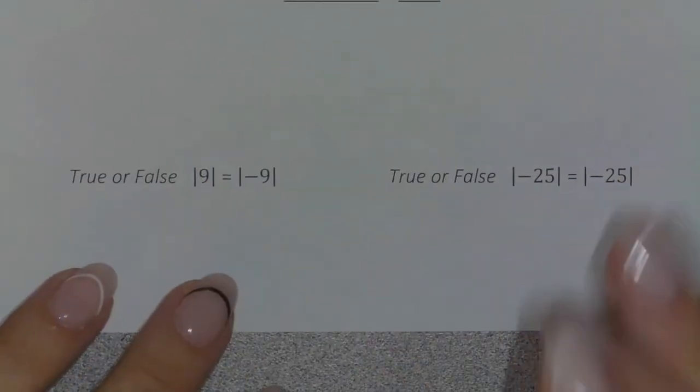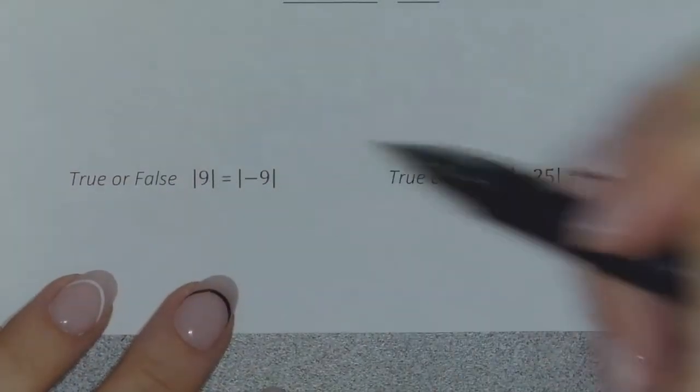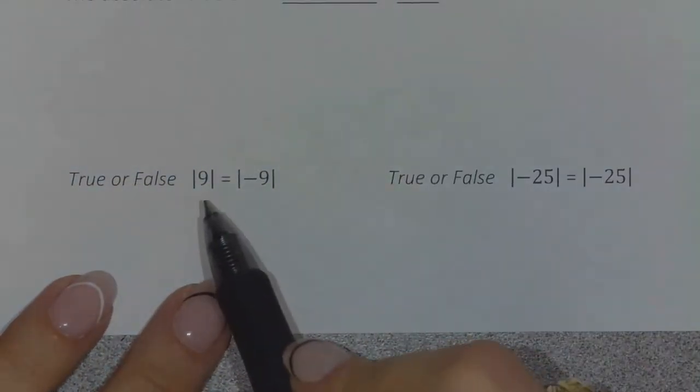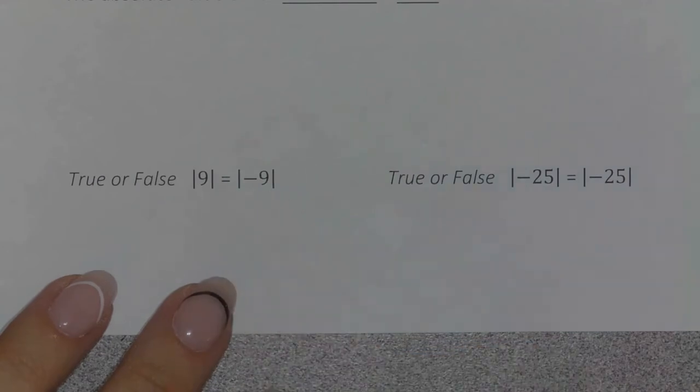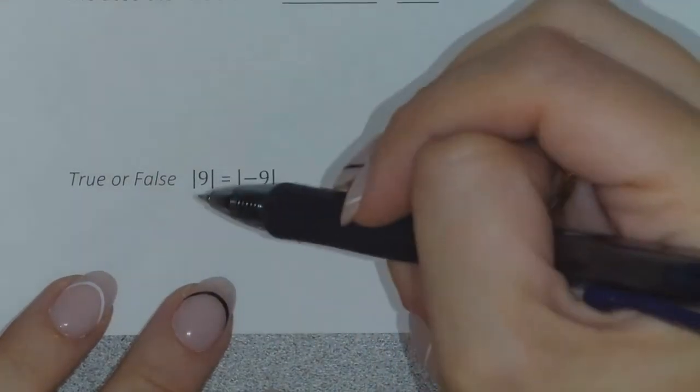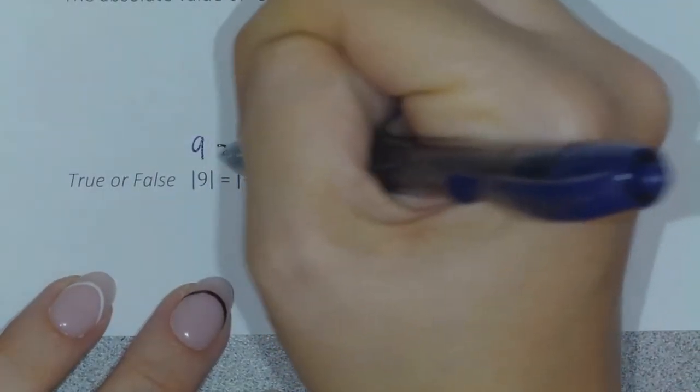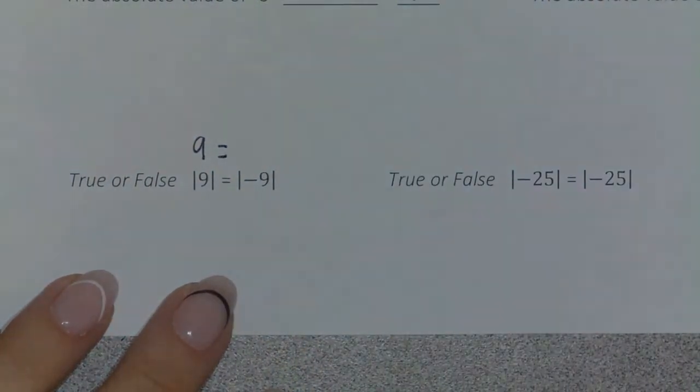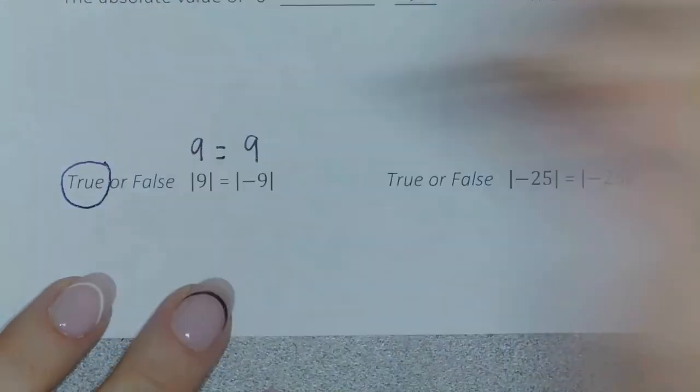All right, let's look at this one down here. I'm going to do one of these with you guys. So I want to know true or false. The absolute value of 9 is equal to the absolute value of -9. So let's go ahead and simplify these. Okay, so the absolute value of 9 is 9. And the absolute value of -9 is 9. So 9 is equal to 9. This is a true statement.